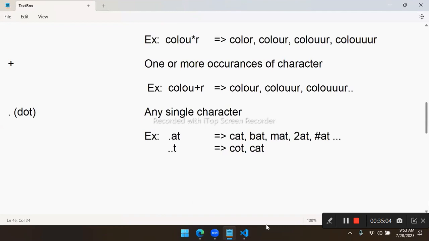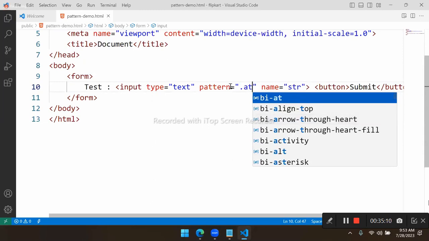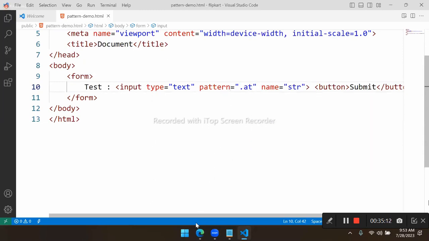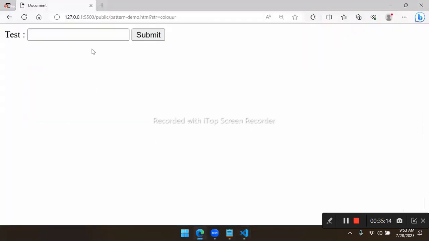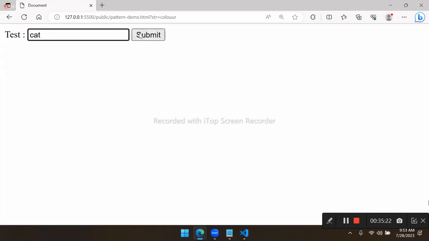So let's see here. I will add the option like .at. I'm using .at and let's type here. Suppose I am typing something else. It's not allowed. It will allow only cat. It will allow some bat. Submit. It will allow $80. It will allow all this.